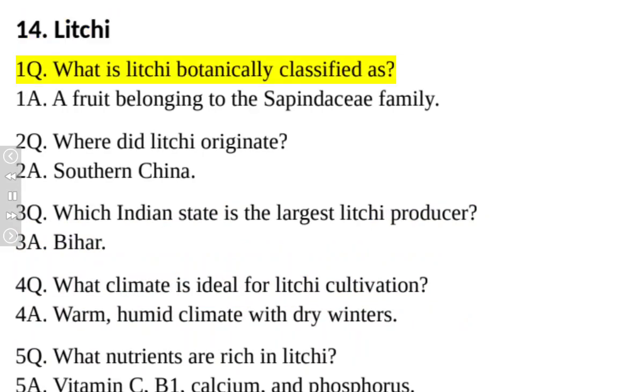14. Lychee. 1Q. What is lychee botanically classified as? 1A. A fruit belonging to the Sapindaceae family. 2Q. Where did lychee originate? 2A. Southern China. 3Q. Which Indian state is the largest lychee producer? 3A. Bihar. 4Q. What climate is ideal for lychee cultivation?